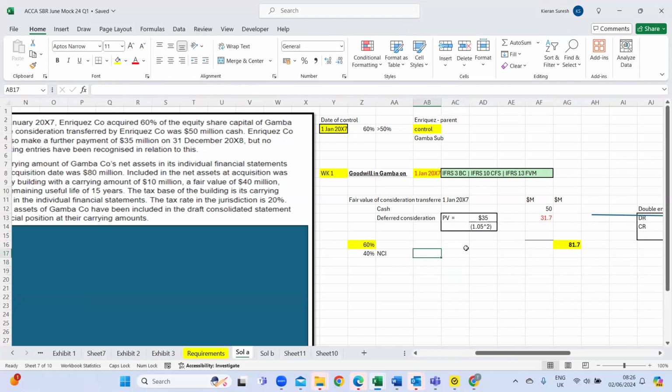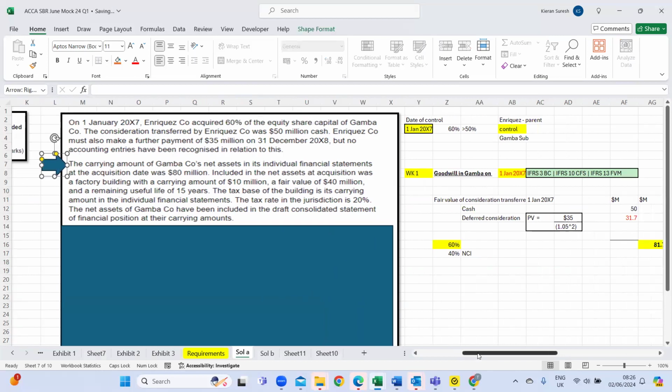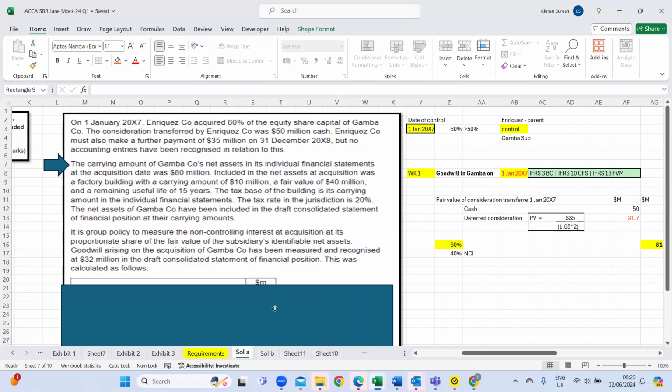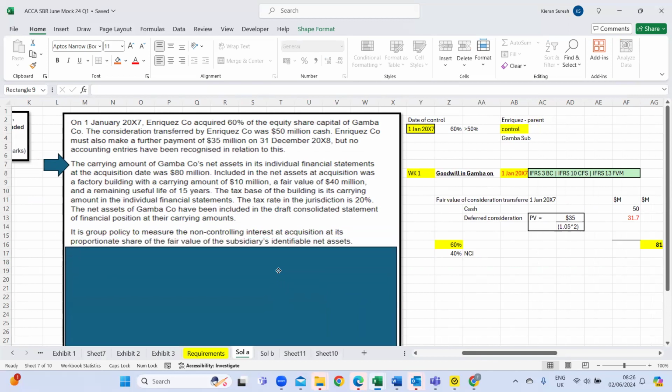Why? NCI could be measured using the full goodwill method, or NCI could be measured using the partial goodwill method. We don't know which yet, right? So let's read to the next slide. They're talking about Gamba's net assets, so I can deal with the net assets straight away and then come back to the goodwill. In the next paragraph on the NCI, if you read this line, they have said it is the group policy to measure the non-controlling interest at acquisition at its proportionate share of the fair value of the subsidiary's identified net assets.